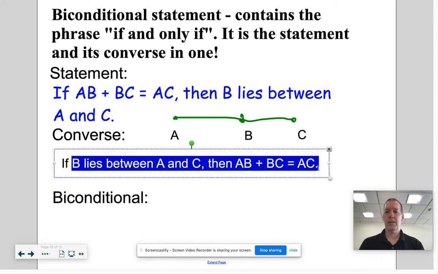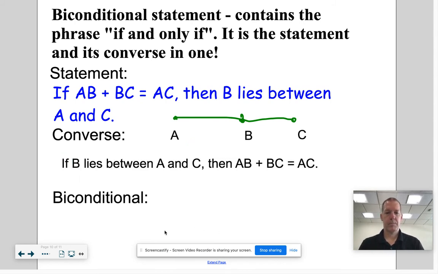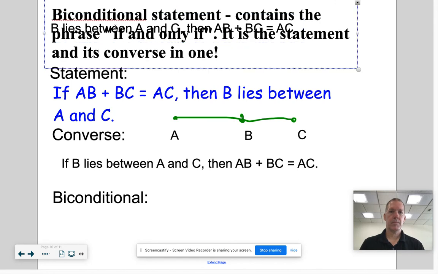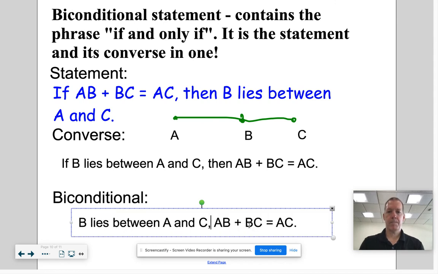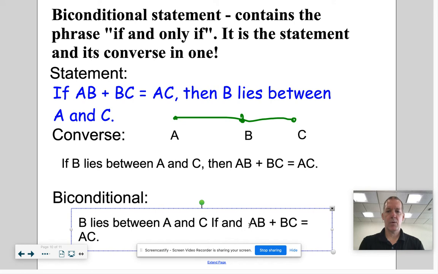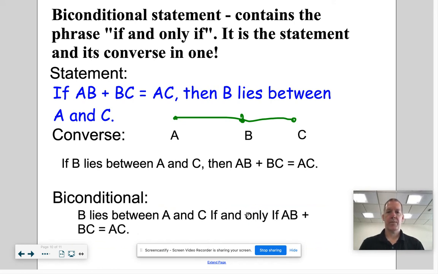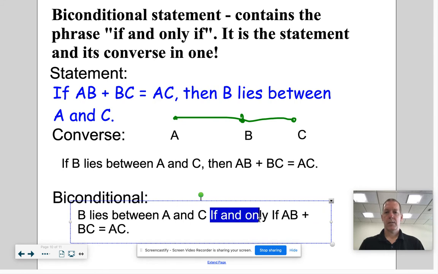I'm going to get rid of the if and get rid of the then. And in the middle of this, I'm going to put this "if and only if." If and only if. Okay, this is a little special right here. Something a little different.